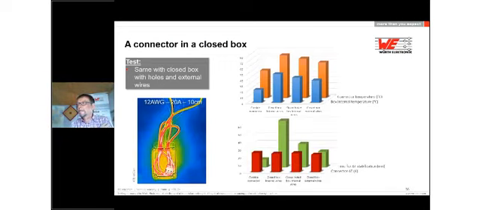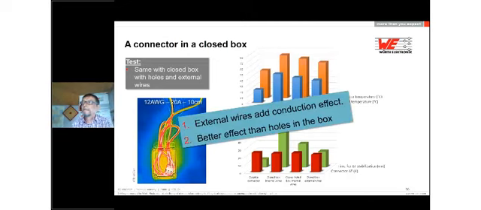It's just the same thing. It also goes down. So it is a better idea to have external wires than holes in the box, for example. They add the conduction effect. We have a better effect than with the holes.